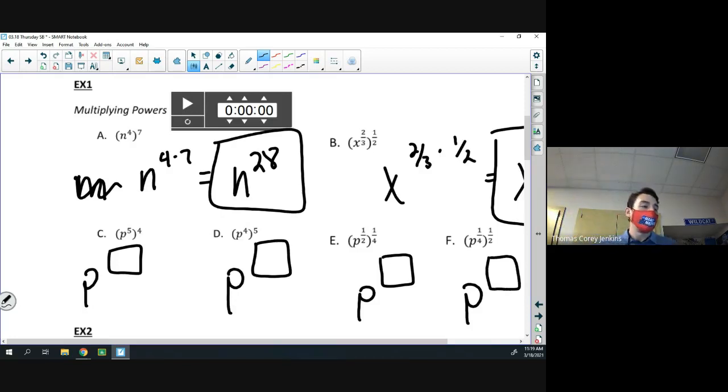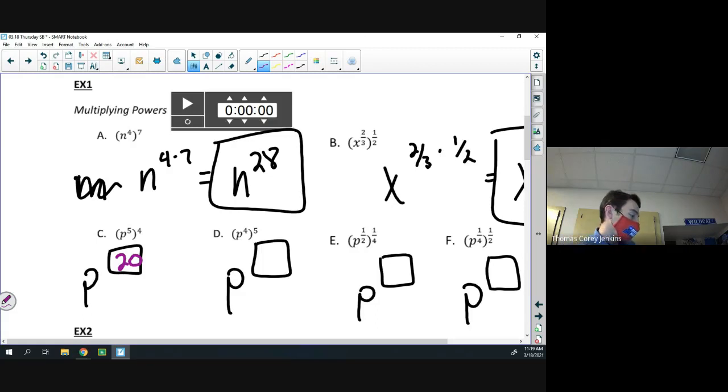All right, so basically your job is to tell me what the exponent is for P when I call on you. For example C, Blake, when I take P to the 5th and raise it to the 4th power, what's my exponent? P to the what? No, not the 9th. Shackelford? P to the 20th, because here we multiply, not add.